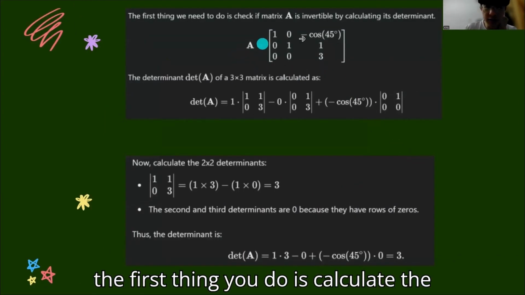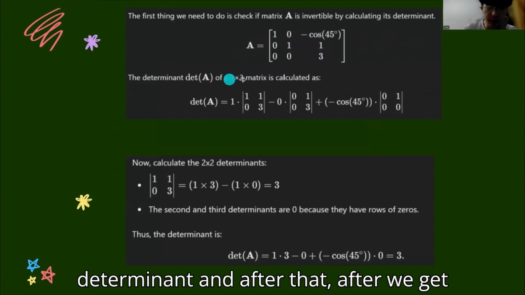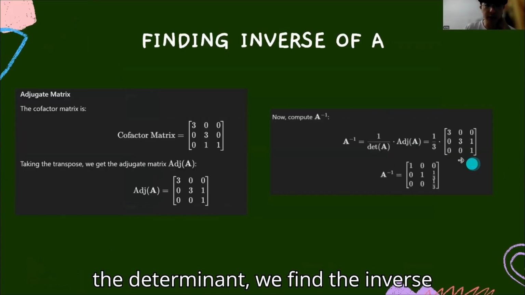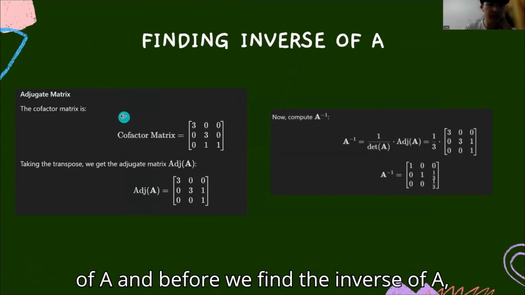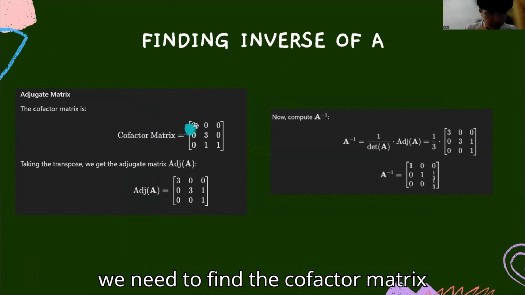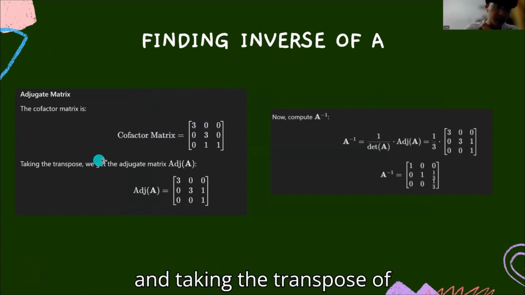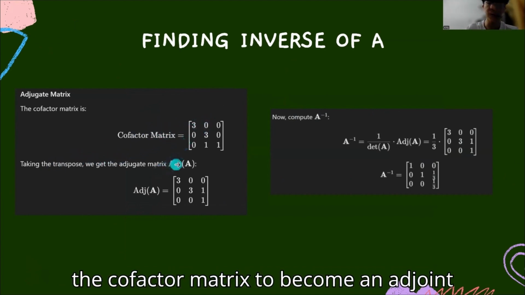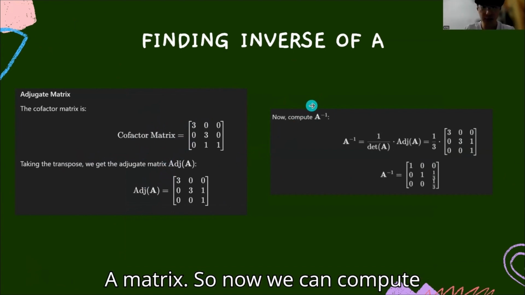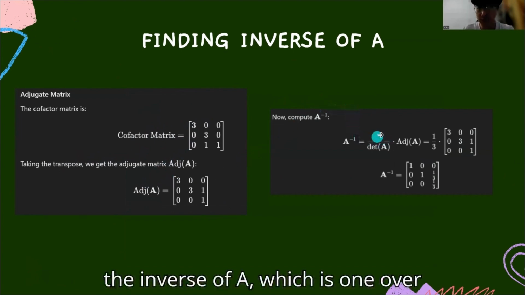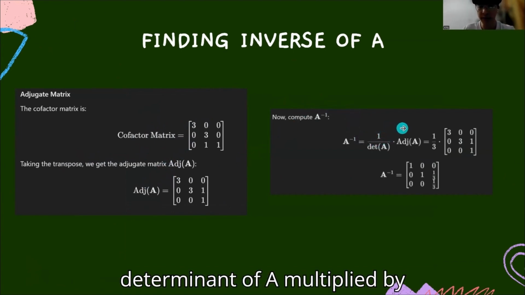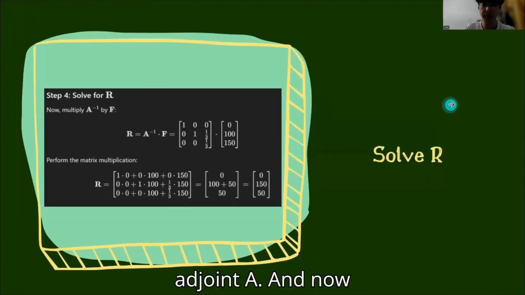The first thing we need to do is calculate the determinant, and after we get the determinant, we find the inverse of A. Before we find the inverse of A, we need to find the cofactor matrix, and take the transpose of the cofactor matrix to become the adjoint of A. So now we can compute the inverse of A, which is 1 over the determinant of A multiplied by the adjoint of A. And now we can solve for R by plugging into the equation.